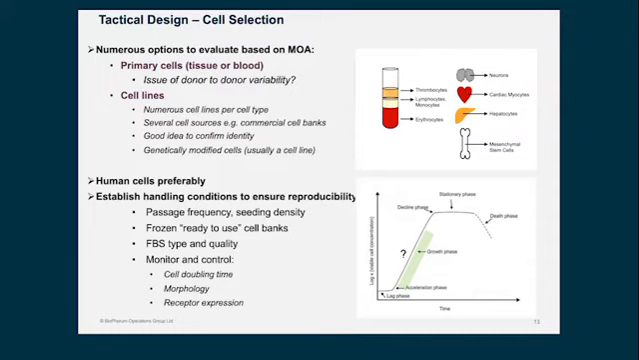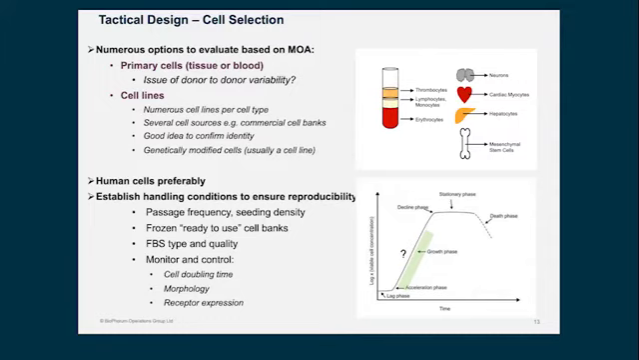There are several considerations for selecting the most suitable cell line, which involves the availability of numerous cell lines per cell type, several cell sources, and identity testing. Donor-to-donor variability from primary cells can be partially circumvented by freezing of banks and utilized in a ready-to-use format in the bioassay.